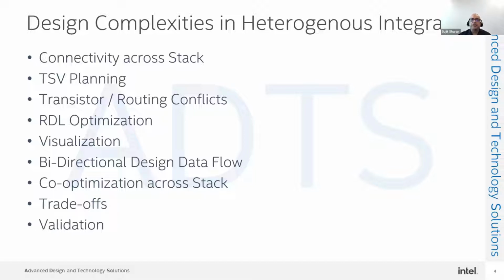And of course, as with anything, there are going to be trade-offs. We look at it from all the perspectives of yield, manufacturability, cost, design efficiency, test, sort. All of these trade-offs have to be managed in an environment where we can do a lot of what-if analysis. And then finally, of course, we have to validate the whole solution to make sure that what we have designed and are getting ready to manufacture will work as designed.